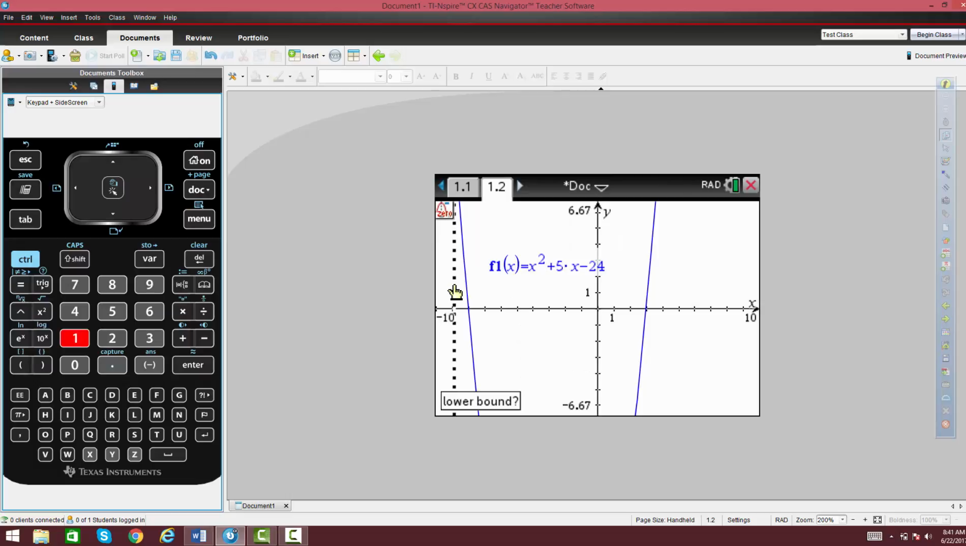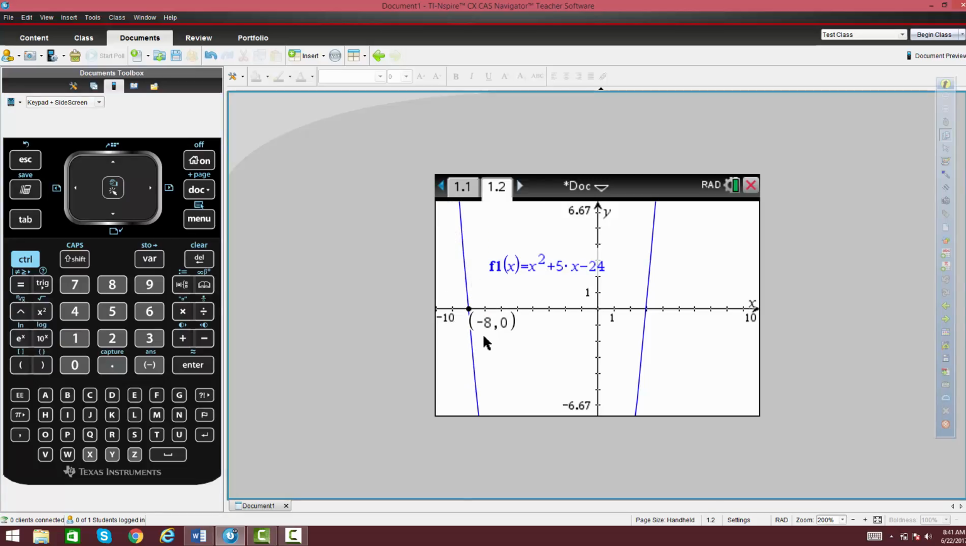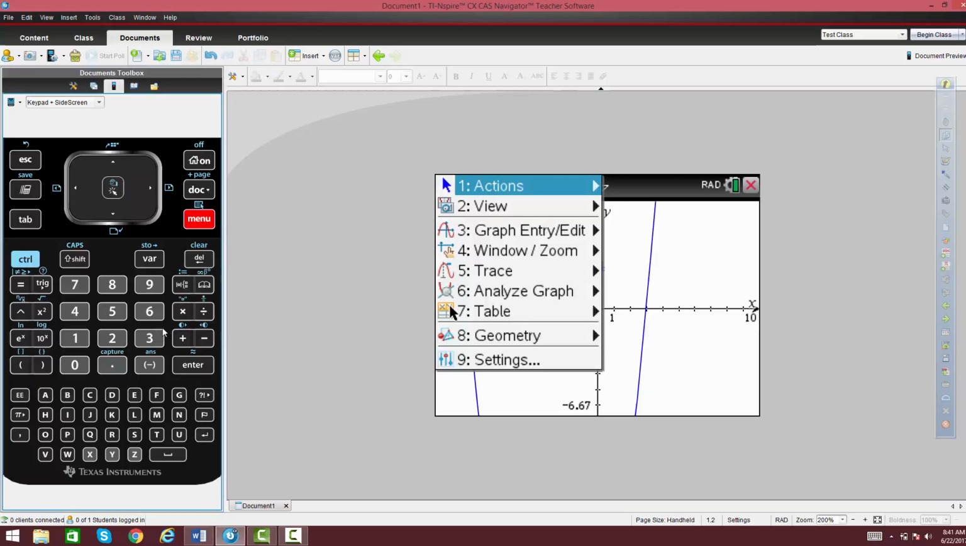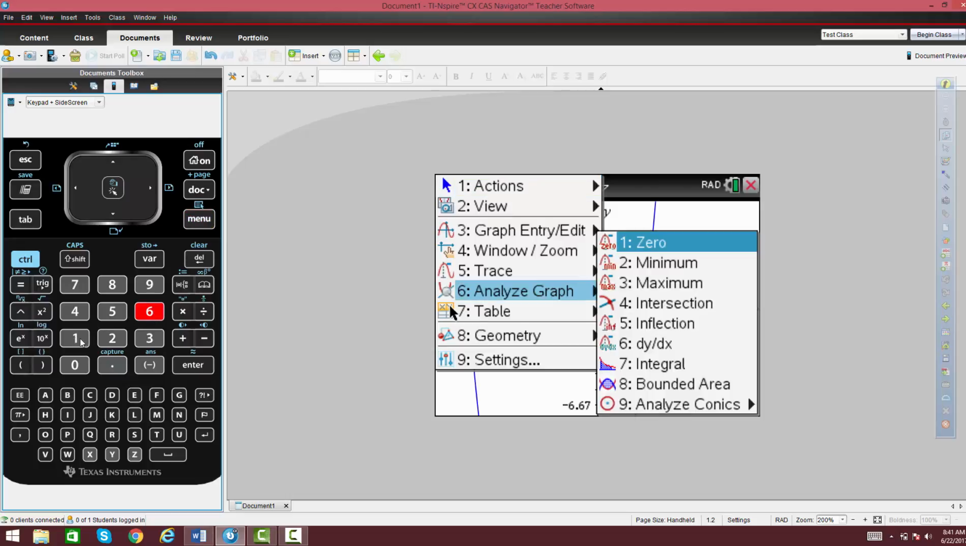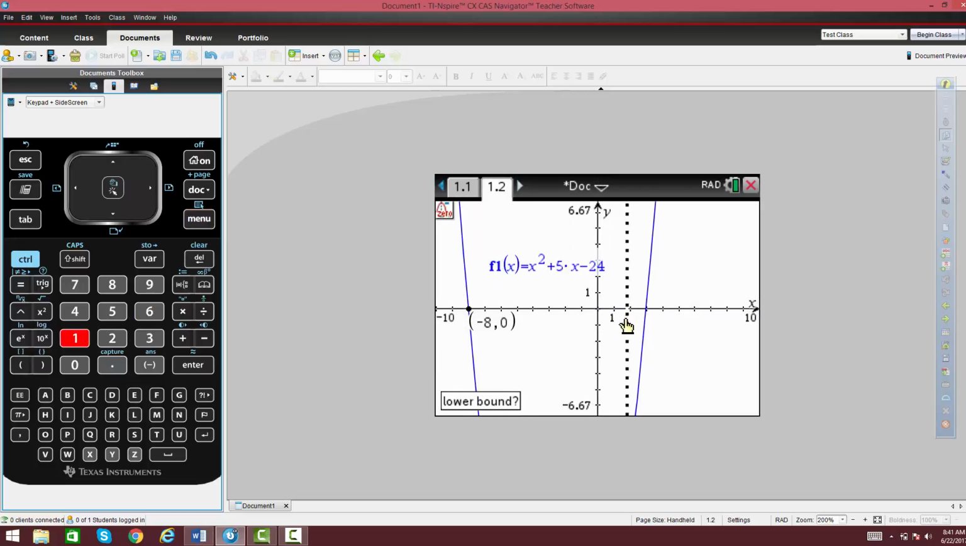The calculator now asks me some questions. The first question it asks is lower bound. So I'm going to click here. Then it's now asking me upper bound. So I've got x equals -8, y equals 0. So we're worried about the x coordinate. So that's one solution, x equals -8. We'll go menu, 6, 0. So now I need a lower bound to the left of my other x-axis crossing.